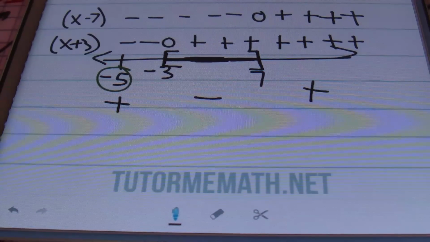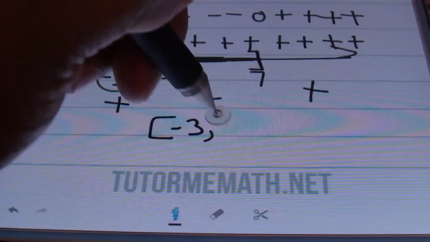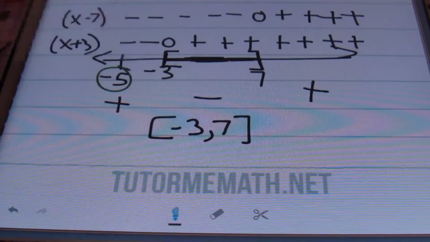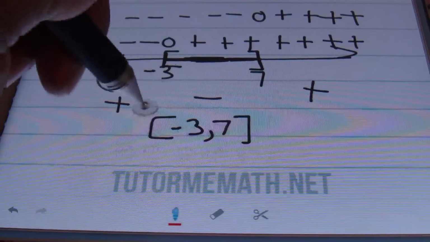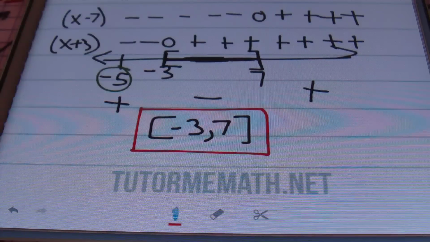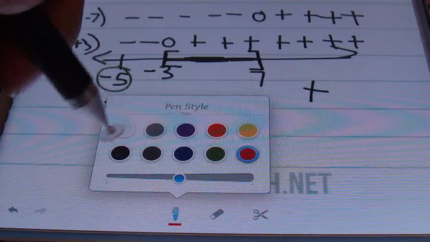In interval notation, I can clearly write it as bracket -3 to +7 because I'm including the value of -3 and the value of 7 in my result. And that, ladies and gentlemen, is the answer to problem number 1. Just like that. All right, let's look at the next problem here.